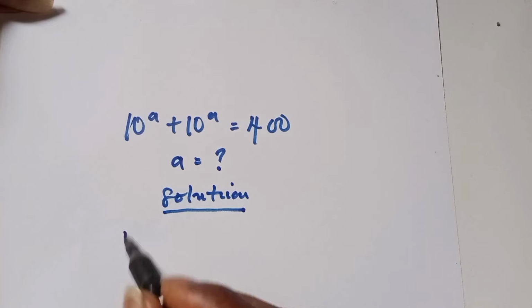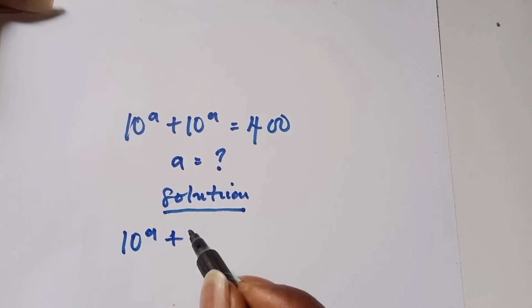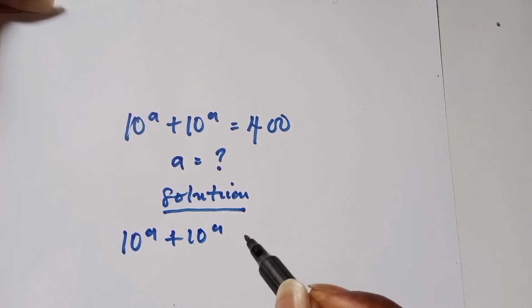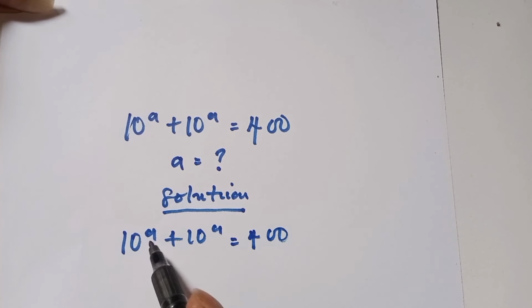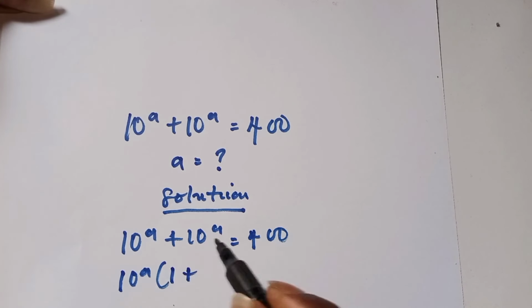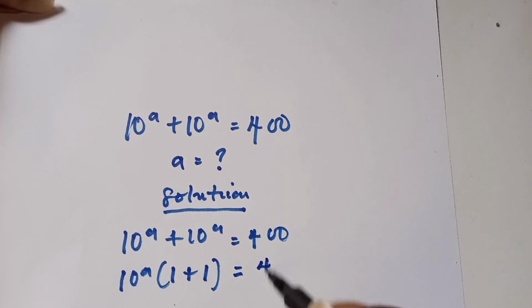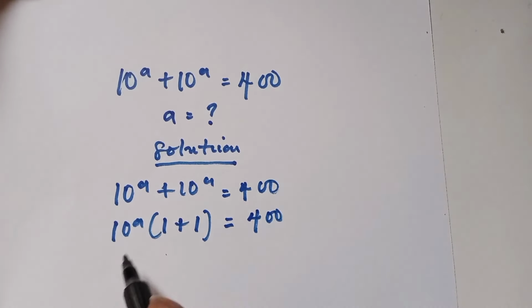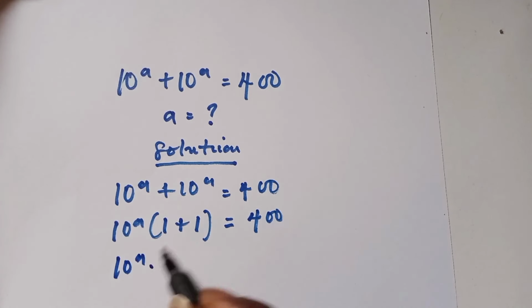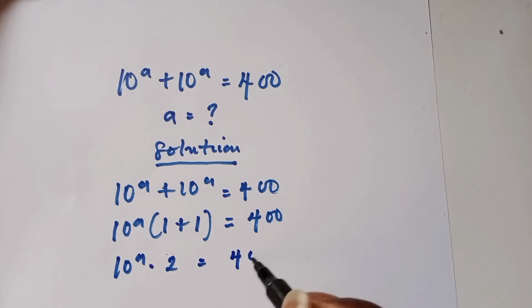So our equation is 10 raised to power a plus 10 raised to power a is equal to 400. Now 10 raised to power a is common on the left hand side. So if we factorize, we have 10 raised to power a times 1 plus 1, which is 2, is equal to 400.